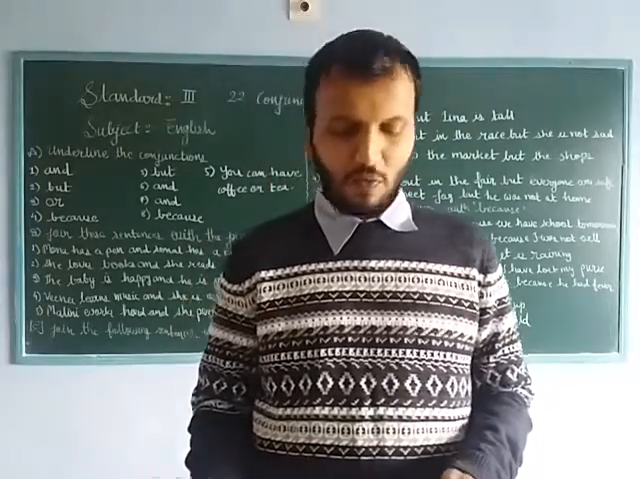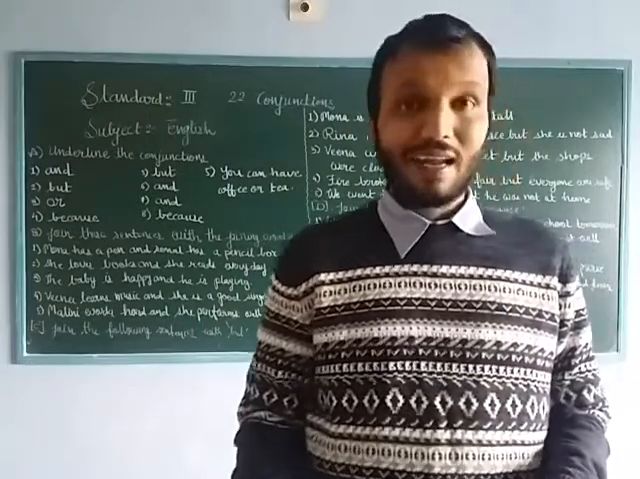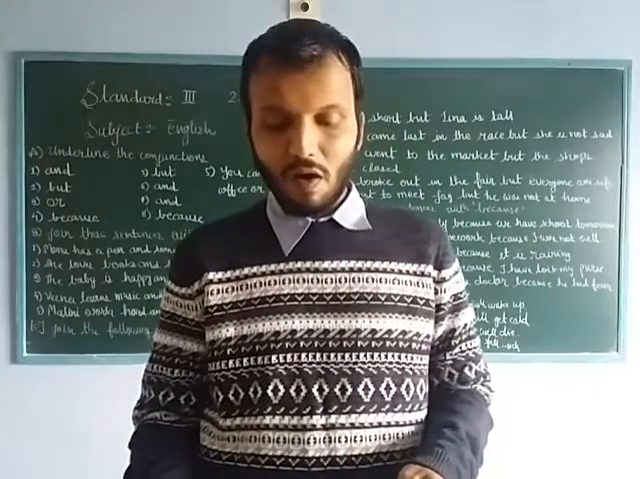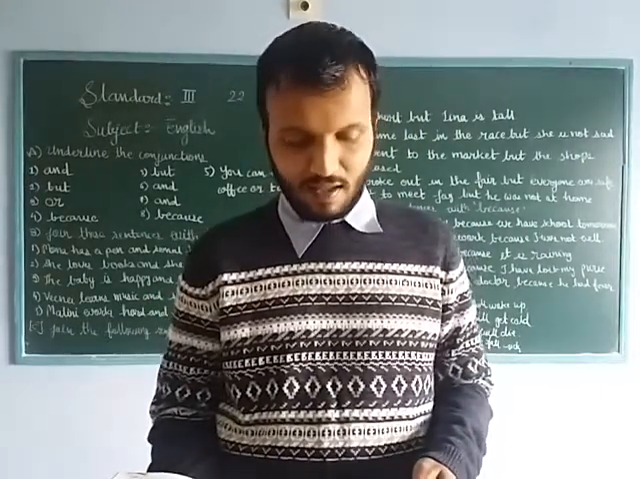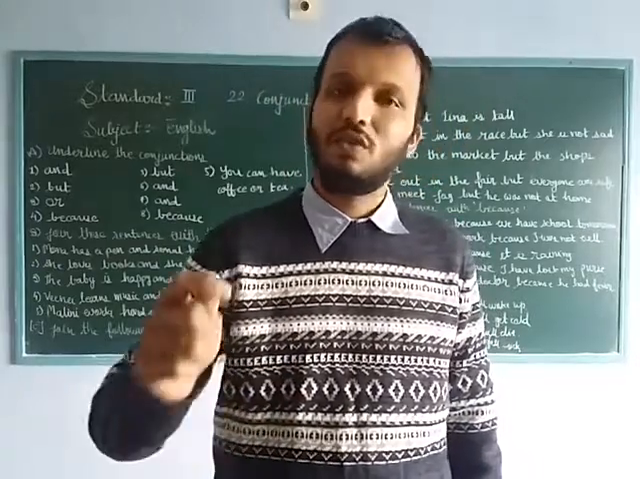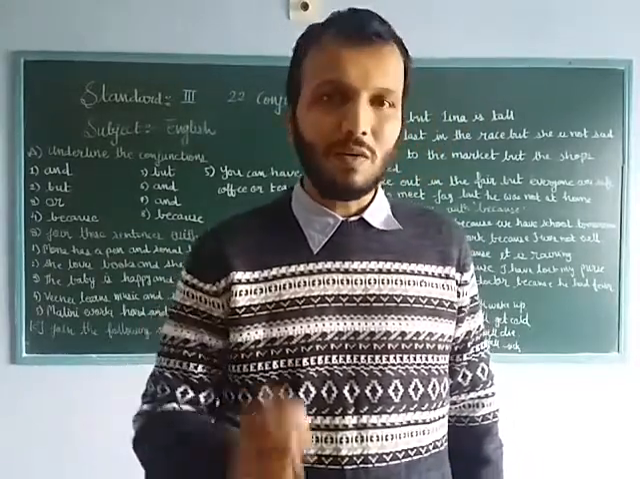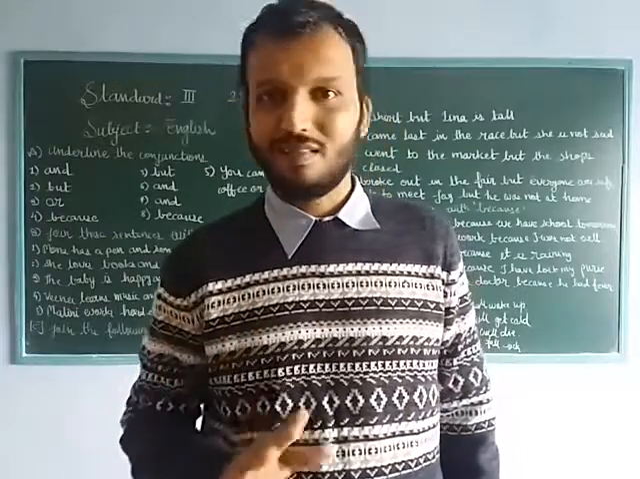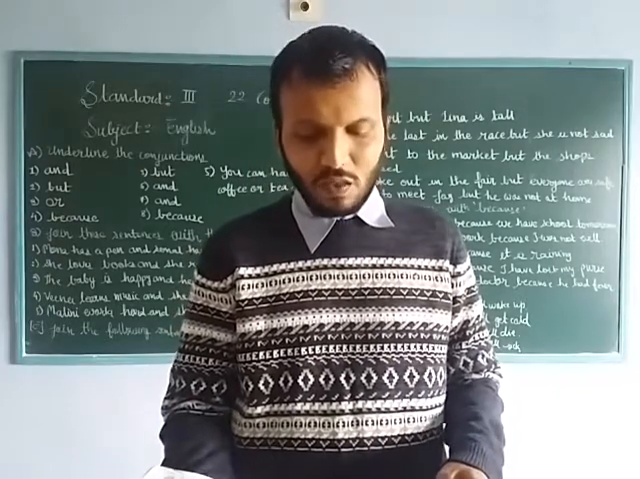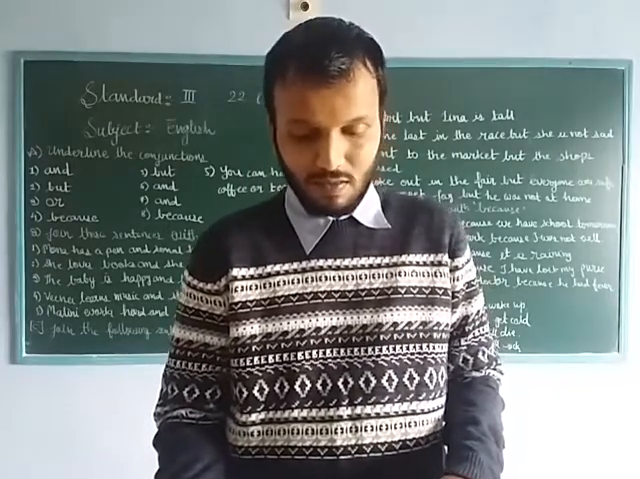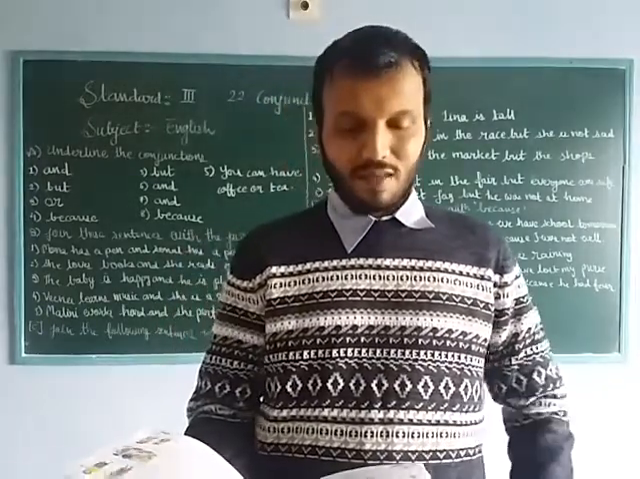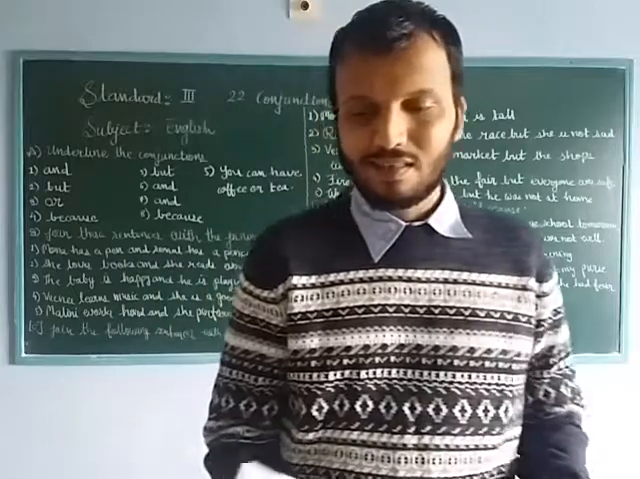Okay, so the words and, but, because, and or are joining words. They are called conjunctions. These words are known as conjunctions. Is it clear to all? So conjunctions are joining words. They join words, groups of words or sentences. Okay, now exercise number A, underline the conjunctions in these sentences.